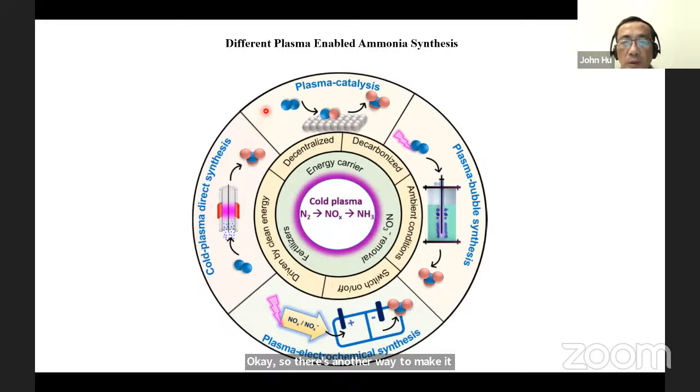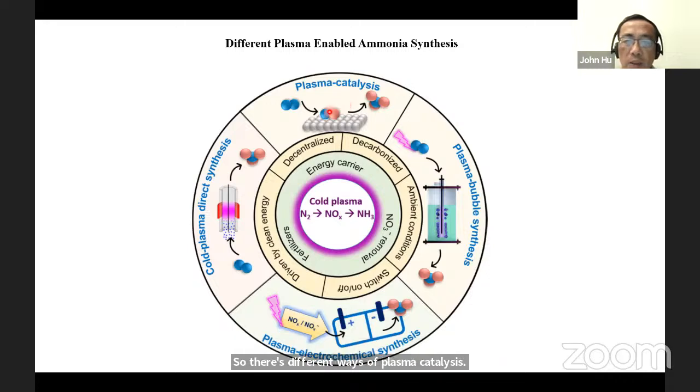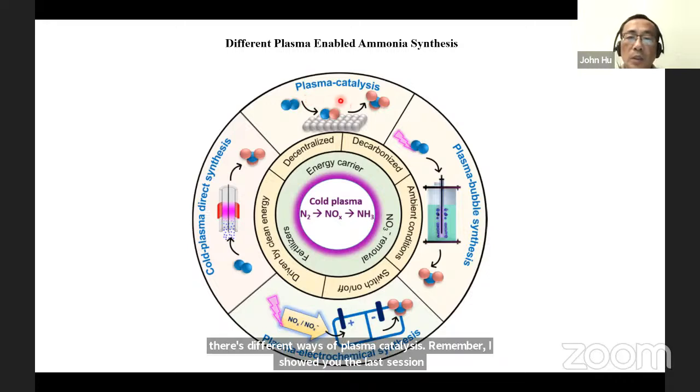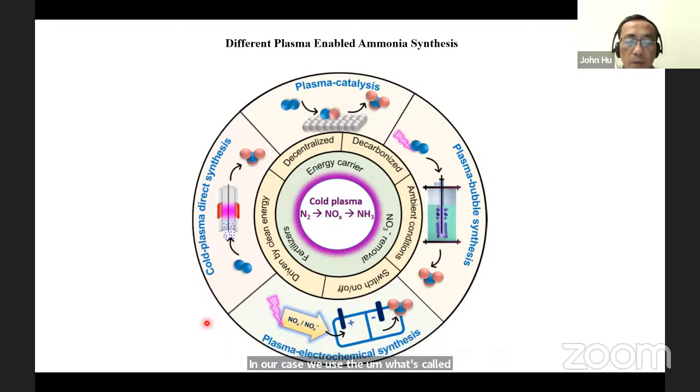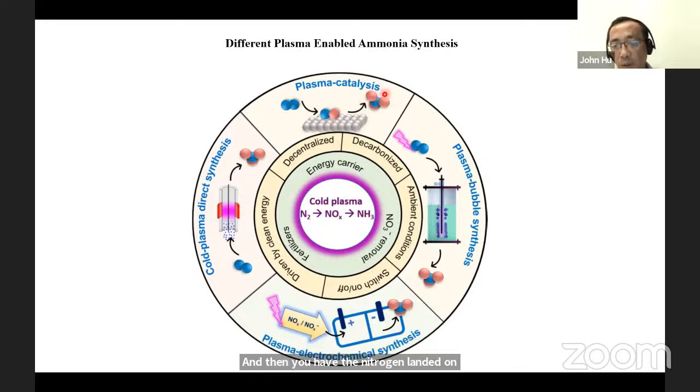There are also different ways of plasma catalysis. Remember, I showed you in the last session. In our case, we use microwave plasma. With microwave plasma, you need a catalyst. You generate plasma, and then the nitrogen lands on the catalyst, and then you can produce ammonia. It's all gas phase, a gas-solid reaction.